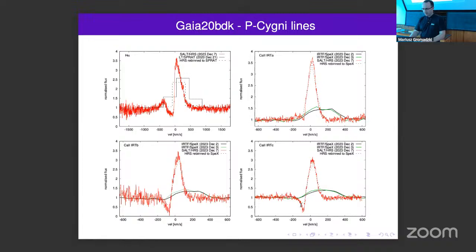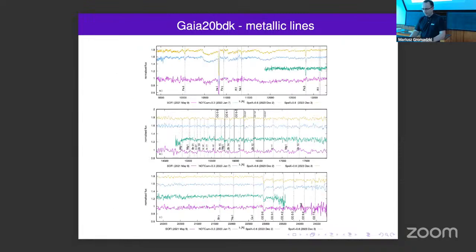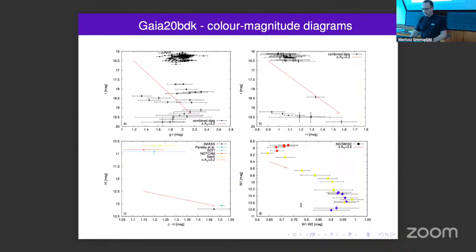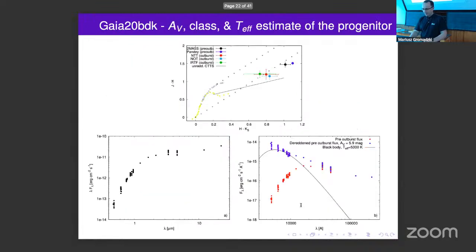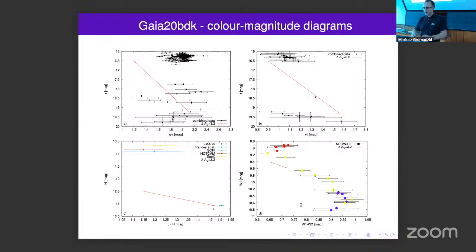Some analysis of line profiles, some comparison. I will not discuss everything in detail, and some results of identification of major metallic lines using IRTF and NTT spectra, and also SOFI. We usually prepare color magnitude diagrams using available optical and infrared data to check whether the brightening could be caused by a reduction of extinction along the line of sight. This is not the case here, because the vector is not parallel to the brightening.